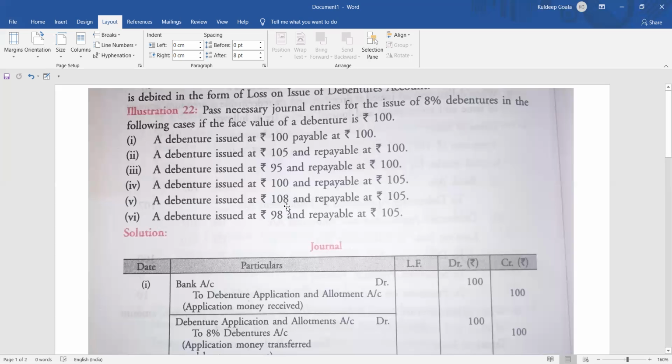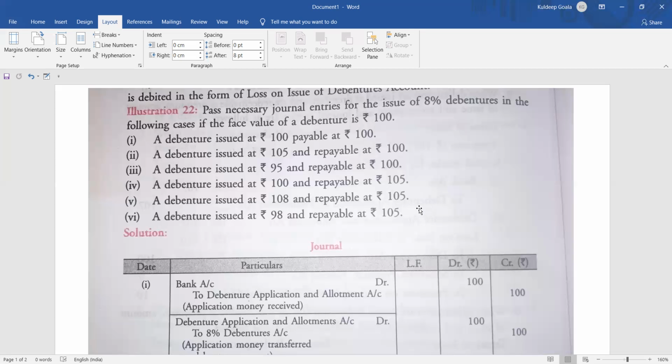It can be 102 also, it can be 101 also, doesn't matter. It doesn't require to be more or less than the redeemable value. Just the thing is that it should be more than 100 rupees. It might be issued at 101 and redeemable at 105. That is also issued at premium, redeemable at premium.